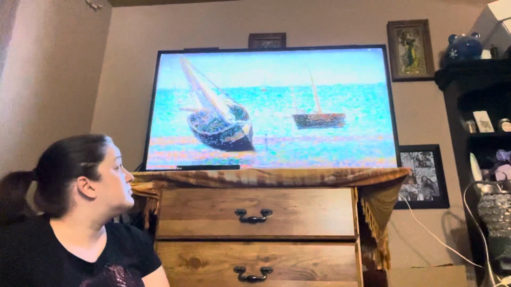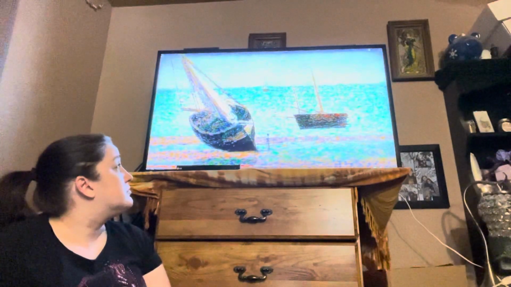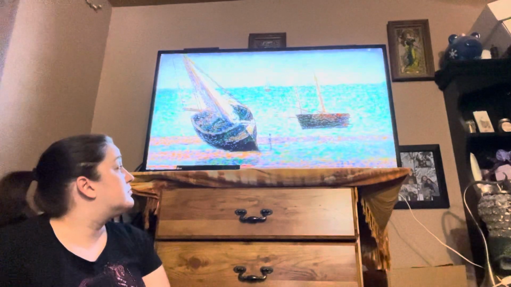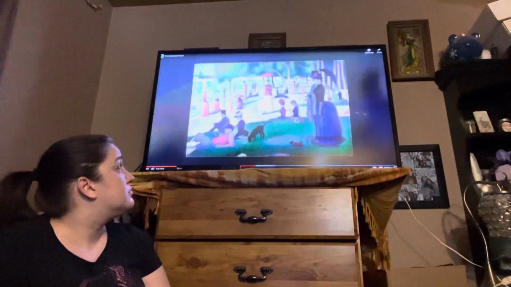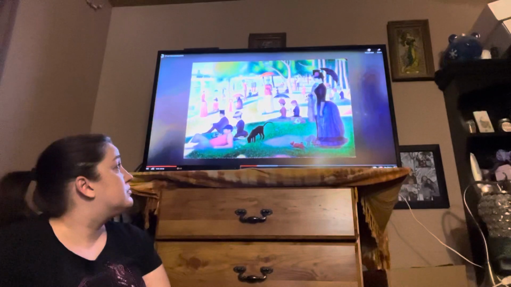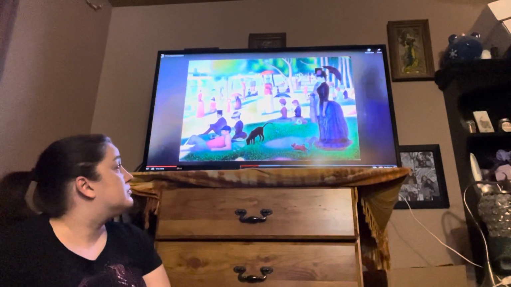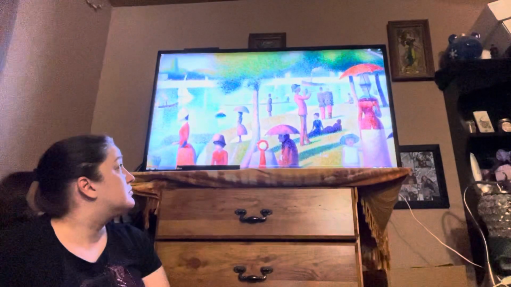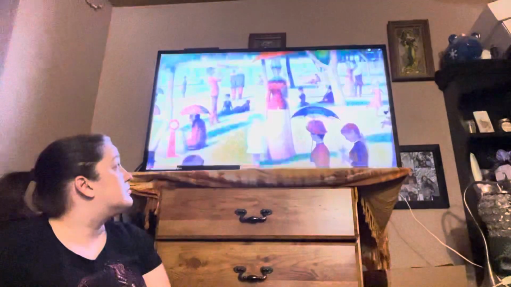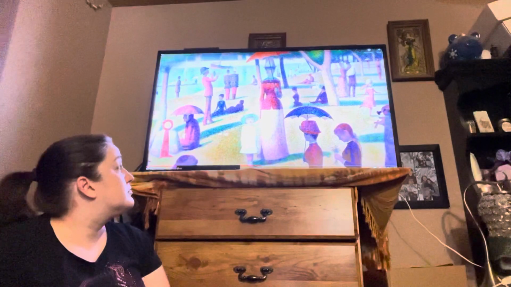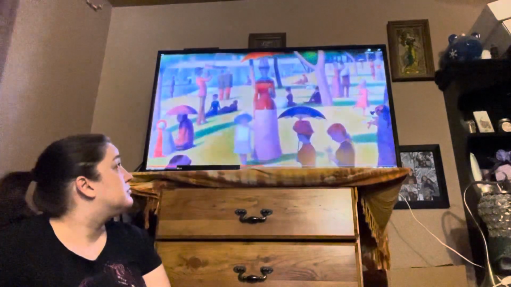With this technique, Seurat could bring in subtle shading and some very interesting color blends. Seurat's large-scale painting, A Sunday Afternoon on the Island of Le Grand Jeté, is his most widely recognized work. Le Grand Jeté depicts boaters, animals, and a fashionably dressed Sunday crowd taking in the view of the Seine.